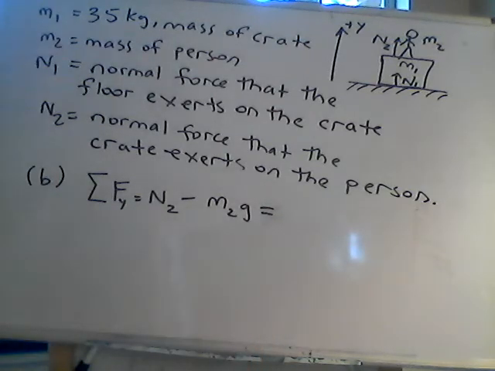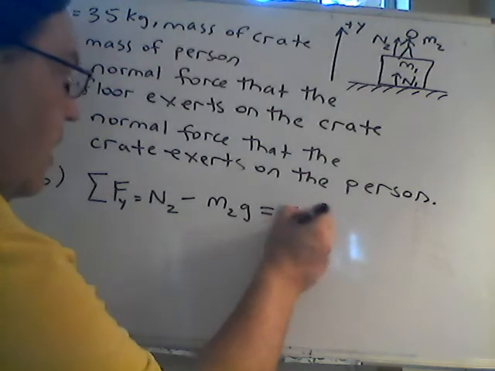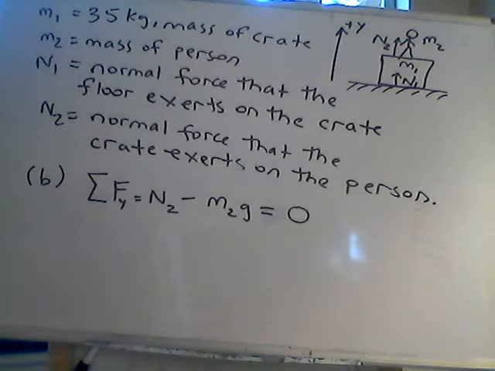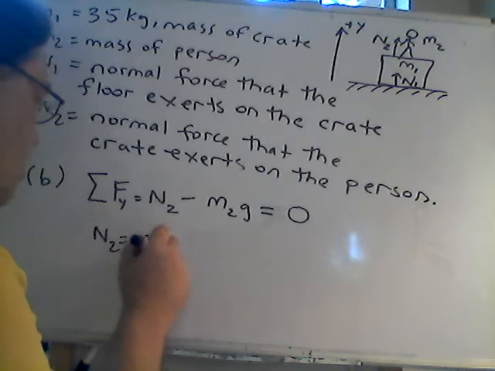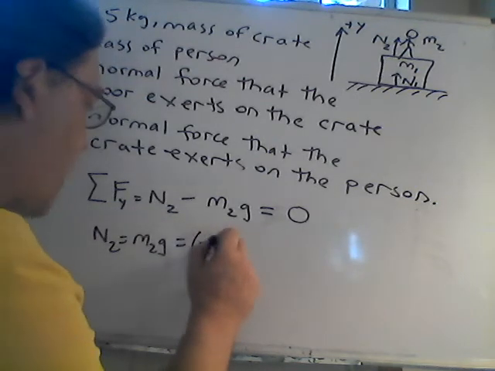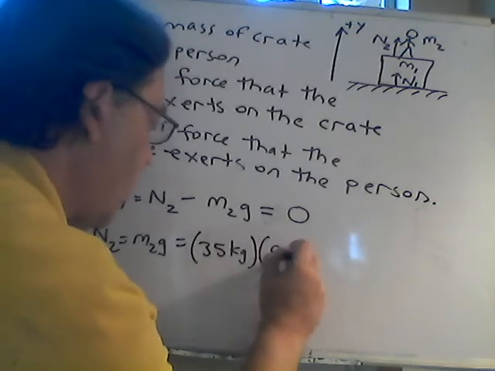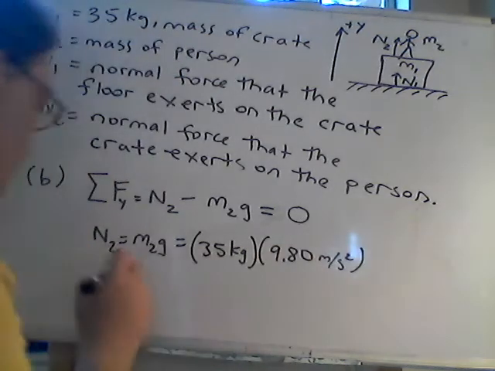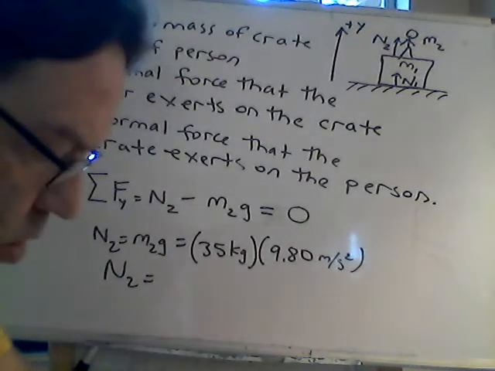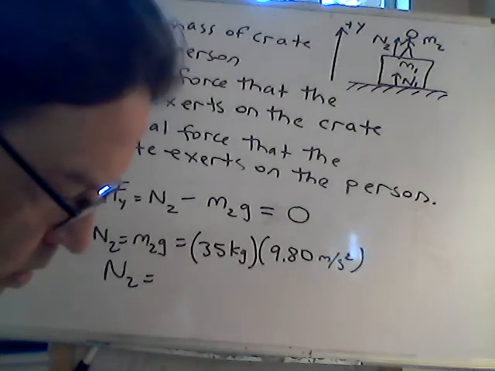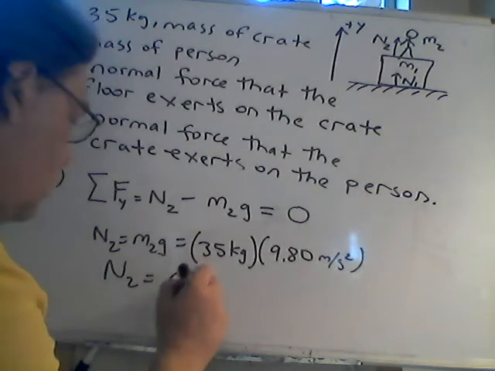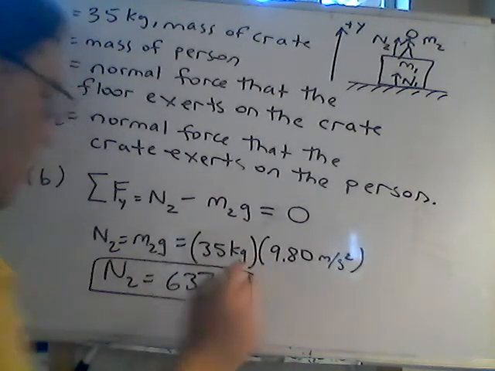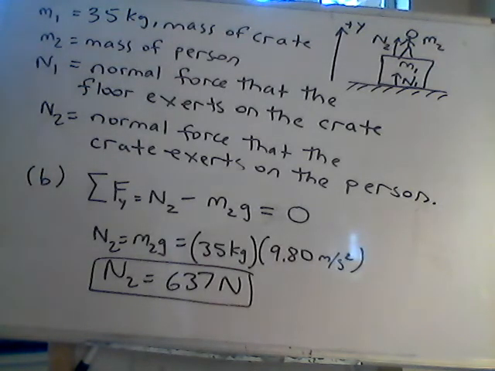And again, there's no acceleration that I would expect. Acceleration means that there's movement. There's no movement in the y direction. This is a stationary problem. It's an equilibrium problem, so it's going to be zero on the right-hand side, just like last time. Real easy to solve this. N2 is just M2G, or 35 kilograms times 9.80 meters per second squared. We find out that the normal force of the upper surface is nothing more than 637 newtons. There you are. Again, the normal force is a surface force. It's a force that the surface pushes back on an object applying a force to it.